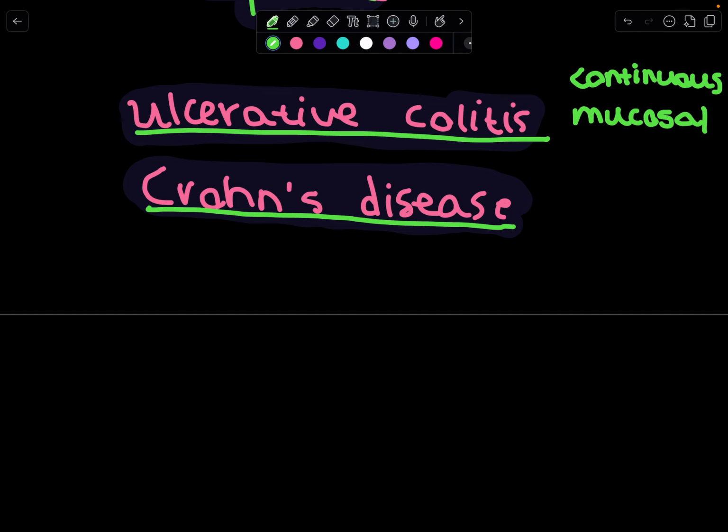So, what's going on with granulomas? So, ulcerative colitis: continuity, and no granulomas. But Crohn's is discontinuous and often has granulomatous transmural inflammation. Explain this difference.